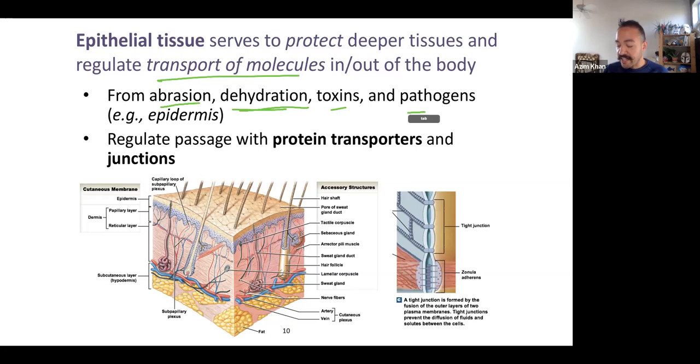I'm sorry, the word epidermis, this is the superficial layer of your skin. We'll get to that later. Epi means on top, dermis is referring to a skin layer. And you can actually see that right here. It's this layer. But we can regulate the passage of things into and out of our body, if you recall from chapter two, with protein transporters and also with junctions.